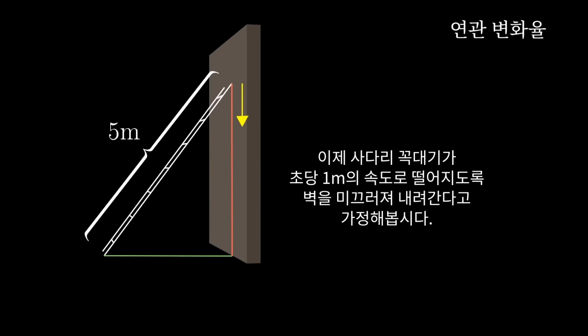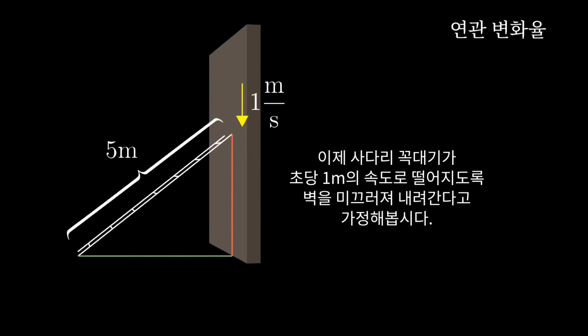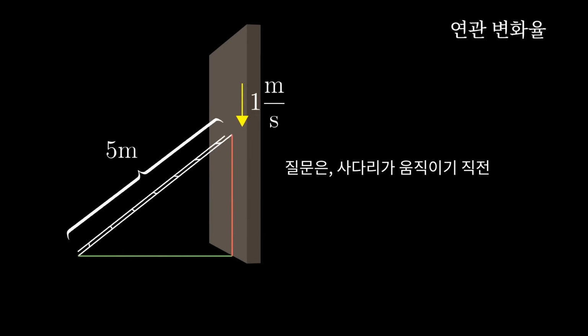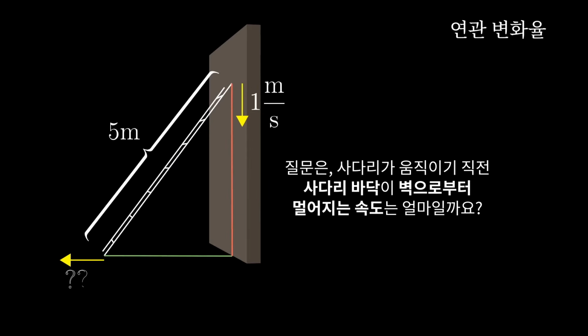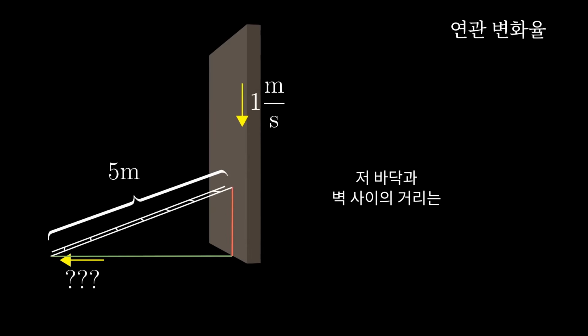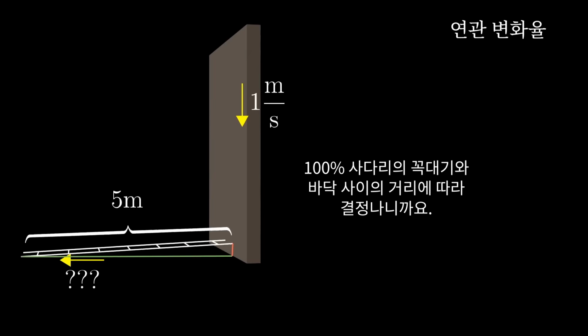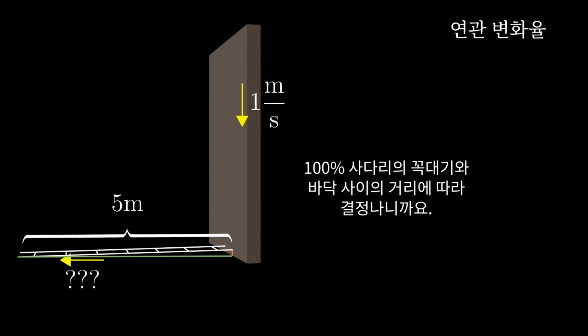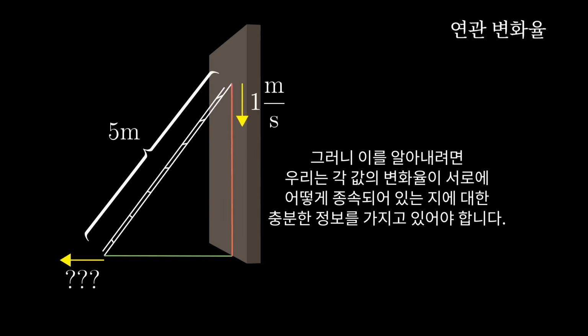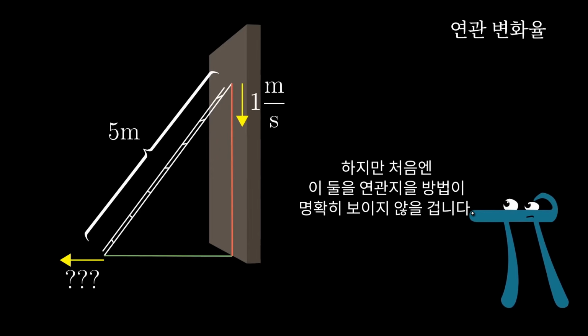And let's say it's slipping down in such a way that the top of the ladder is dropping at a rate of 1 meter per second. The question is, in that initial moment, what's the rate at which the bottom of the ladder is moving away from the wall? It's interesting, right? That distance from the bottom of the ladder to the wall is 100% determined by the distance from the top of the ladder to the floor. So we should have enough information to figure out how the rates of change for each of those values actually depend on each other. But it might not be entirely clear how exactly you relate those two.